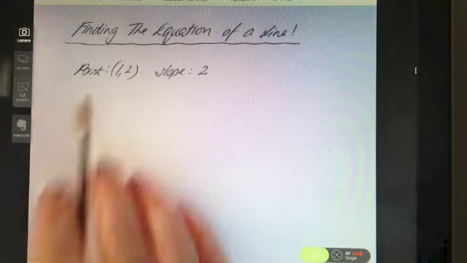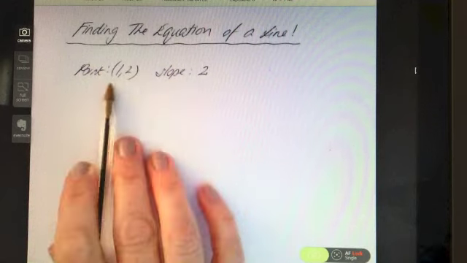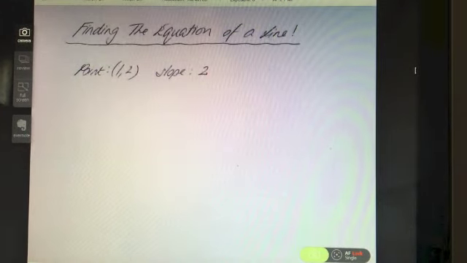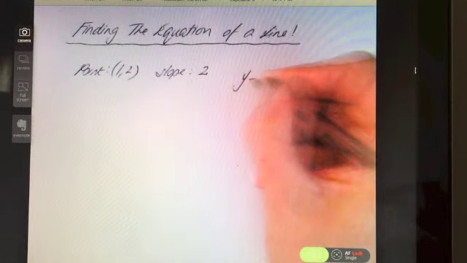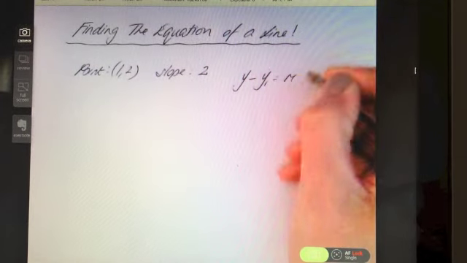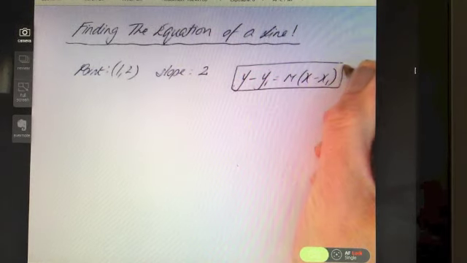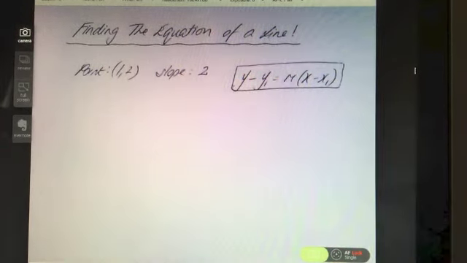Okay, let's try this question. Using this information, the point 1, 2 is on the line, the slope of the line is 2, find the equation of that line. Your formula of course is y minus y1 equals m times x minus x1. Pause the video and see how you get on with this.